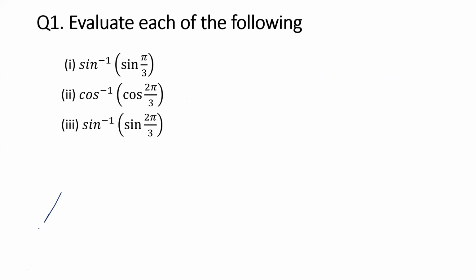Zed, please check whether 2 pi by 3 lies in the range or not. It does not lie. Then try to use the trigonometric functions formula. Okay, 2 pi by 3 does not lie in minus pi by 2 to pi by 2. Okay, Abdur, so please try some formula here.